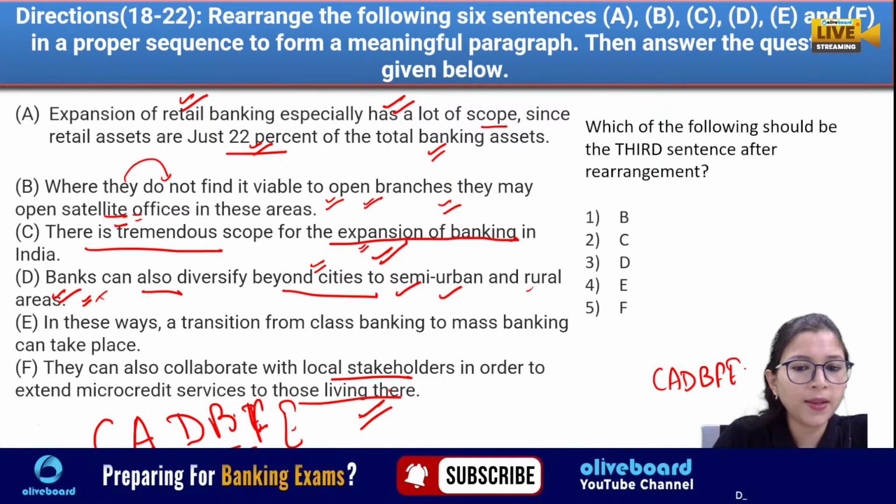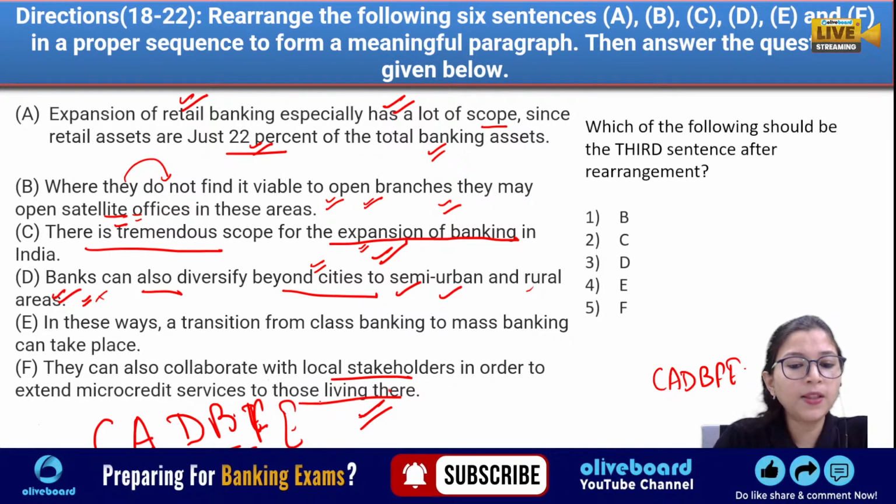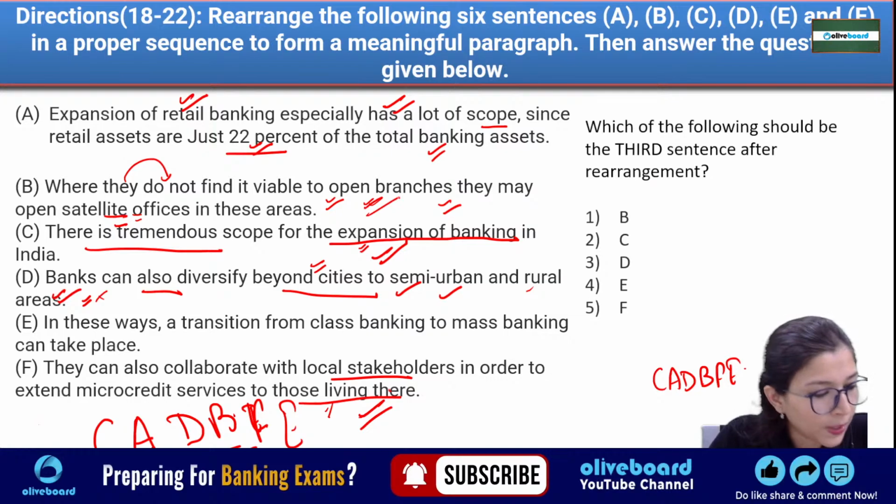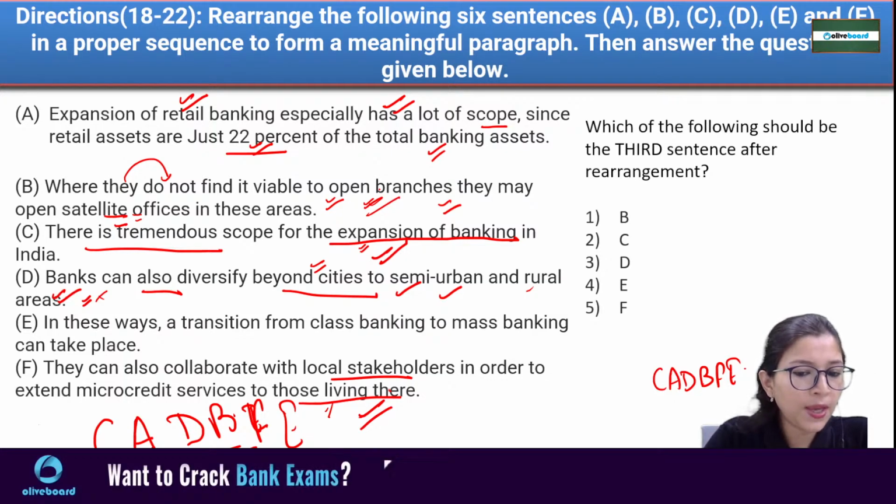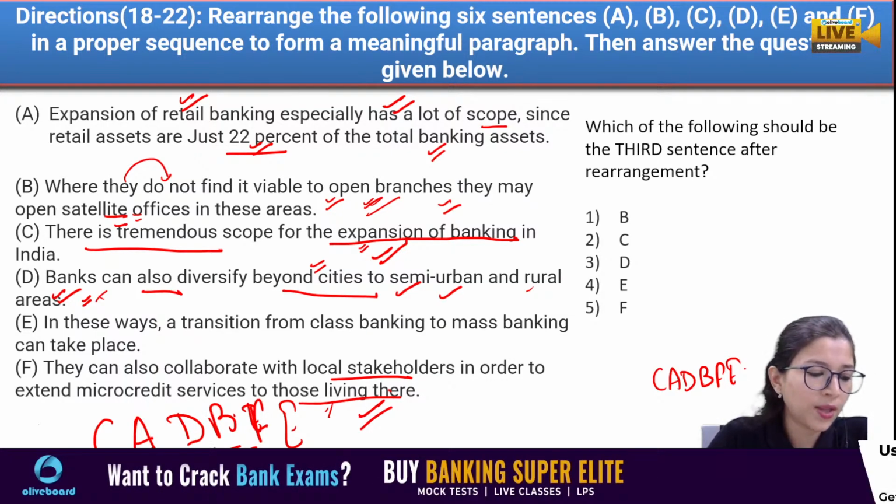Yes, B is explaining the area. No, F is explaining the people living in the areas mentioned in B. So that is the link. D, B, F, these all are related. So this is the correct pair.